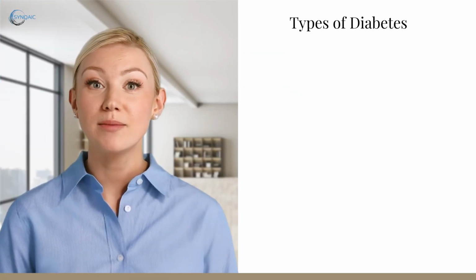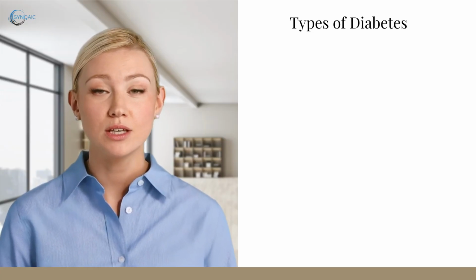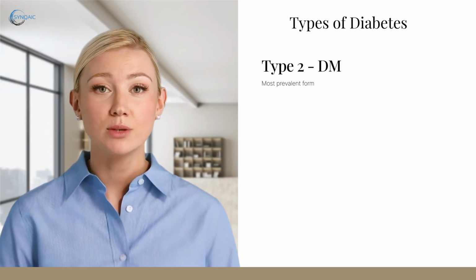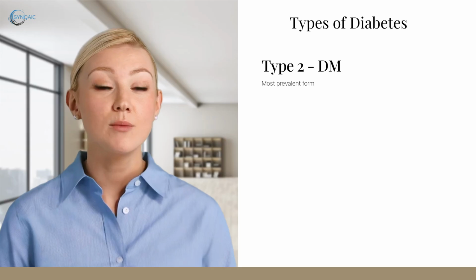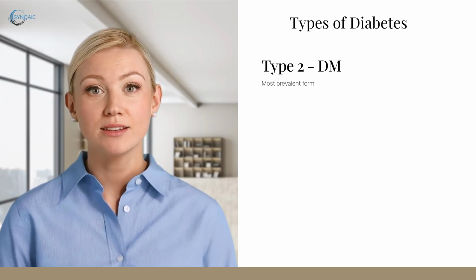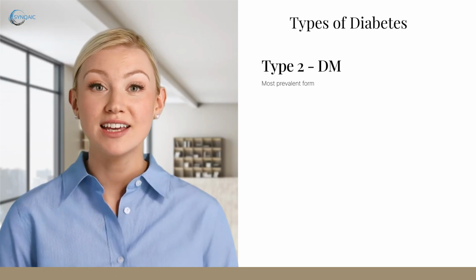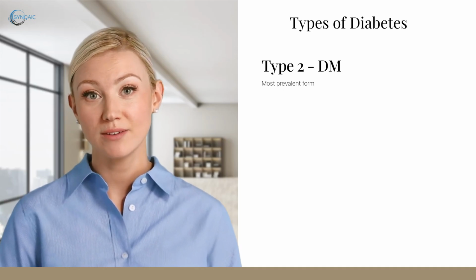What are the types of diabetes? There are several types of diabetes. The most common forms include, first, type 2 diabetes, which occurs when the body either doesn't produce enough insulin or the body's cells don't respond properly to insulin, known as insulin resistance. It is the most prevalent form of diabetes, primarily affecting adults, though children can also develop it.